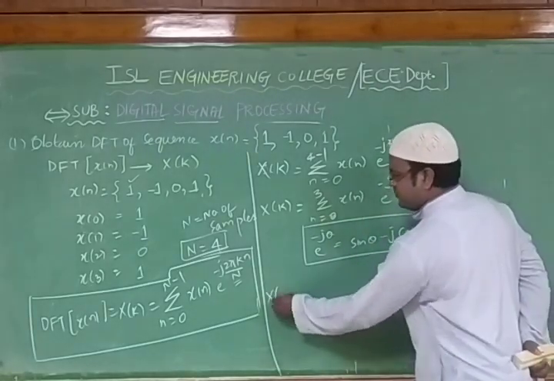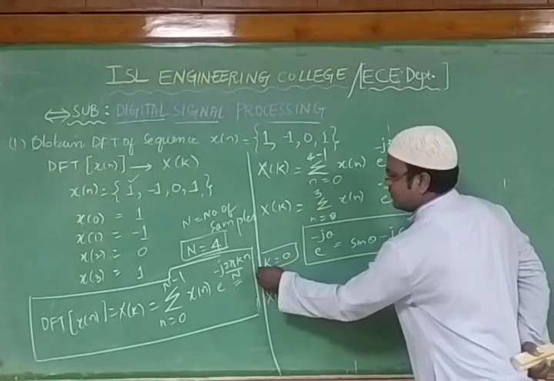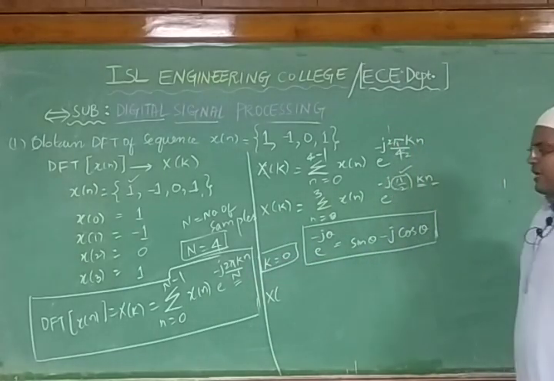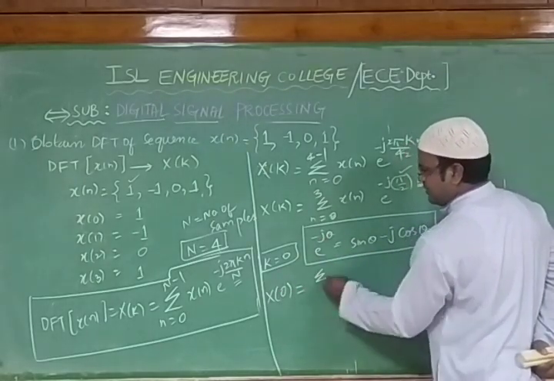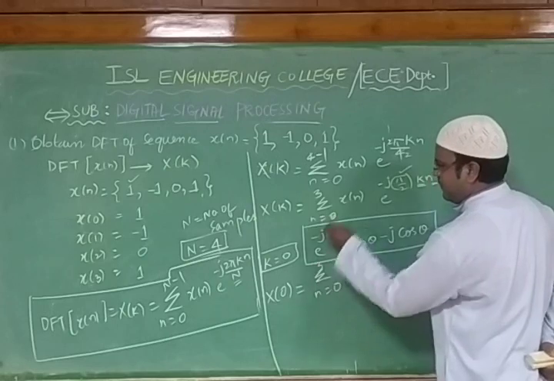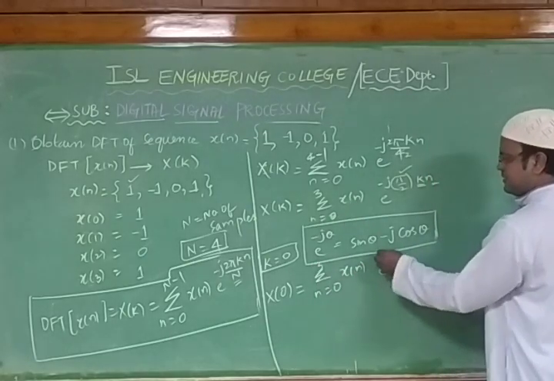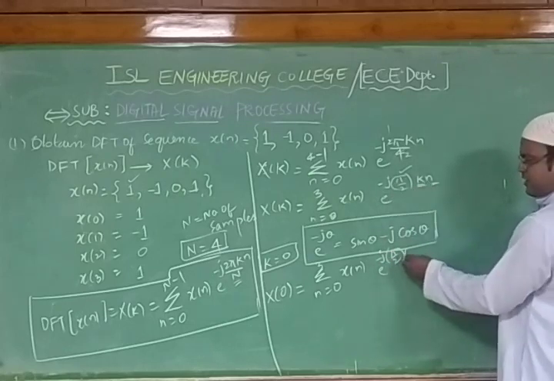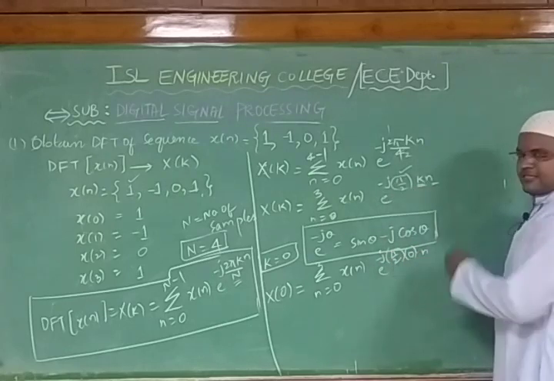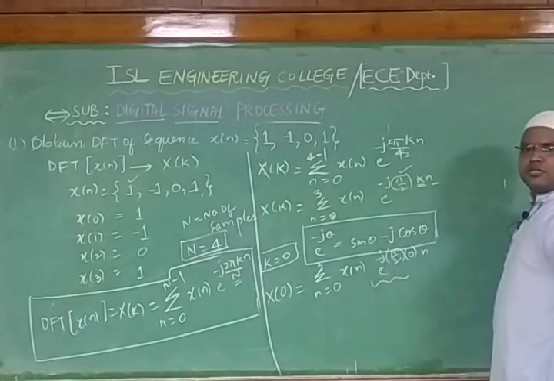So what is the first value I'm assuming? Let k equal 0. That is my first value. So what will I get over here? X of 0 equals summation n equals 0 to 3, x of n as it is, e power minus j pi by 2 as it is. What is this value k? It's 0 into small n as it is. That means I got pi into 0. What is pi into 0?